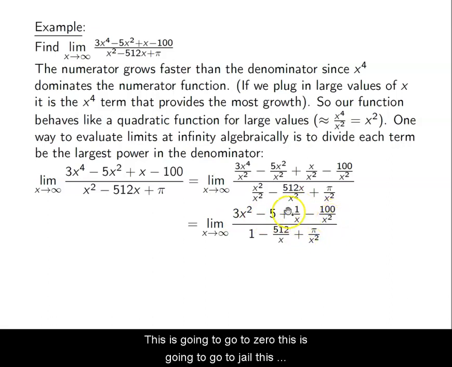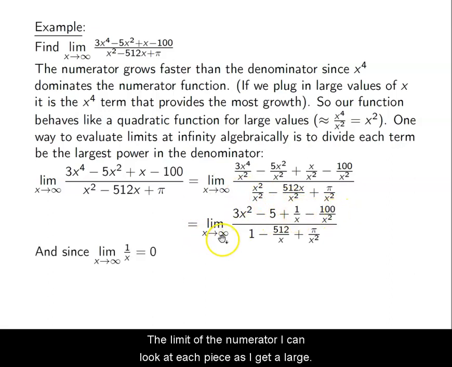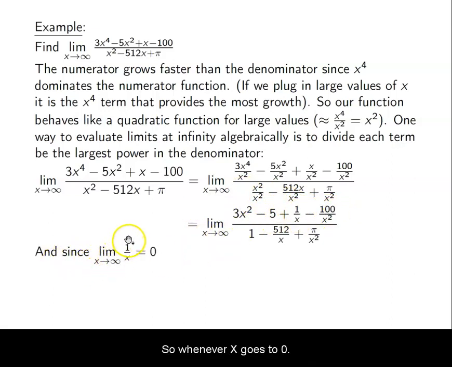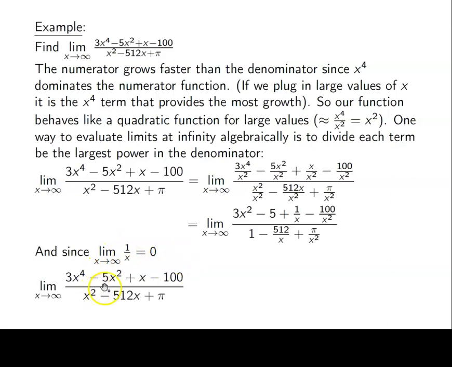This is going to go to 0, this is going to go to 0, this is going to go to 0, this is going to go to 0. So what's going to happen is this is all going to look like 3x squared minus 5 over 1. Because if I look at the individual terms, looking at properties of limits, I look at the limit of the numerator, limit of the denominator, I can look at each piece as I get large. Okay, so 1 over x goes to 0.